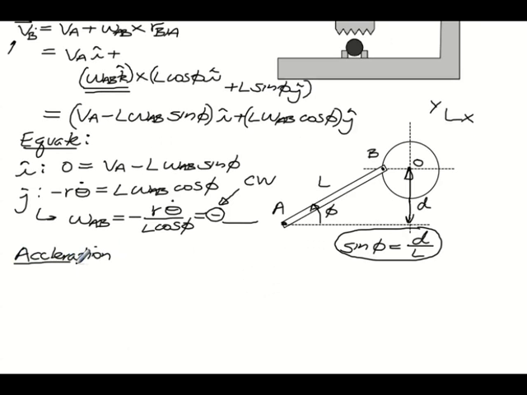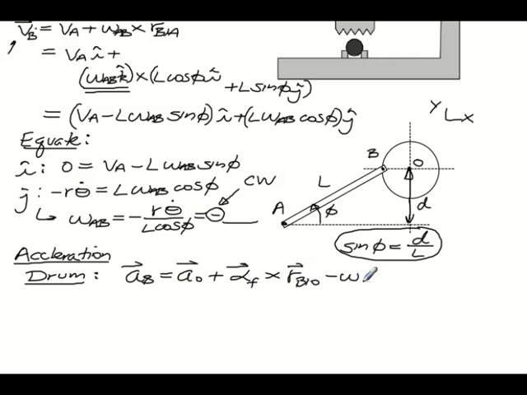Repeat the same process as for velocity. For the drum, I'm going to say that the acceleration of point B is equal to the acceleration of O plus alpha for the flywheel crossed with the R vector, which goes from O to B, minus omega flywheel squared R O to B. O is the rotation shaft for the flywheel.